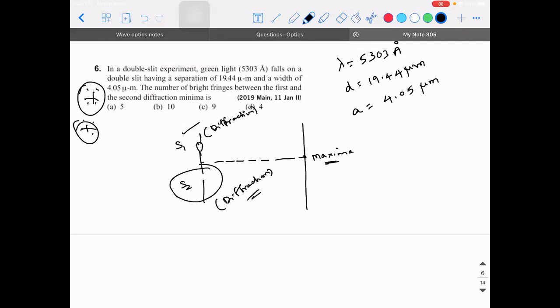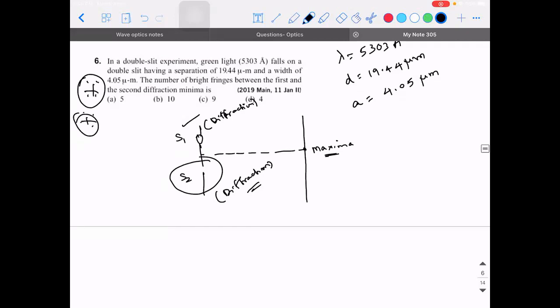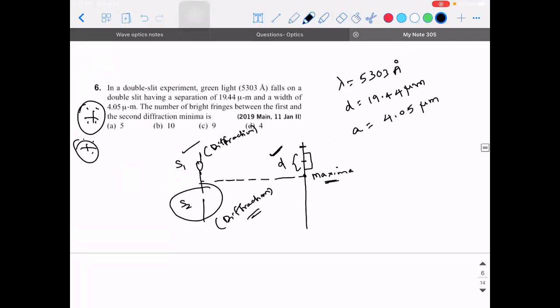Now try to observe the number of bright fringes between the first and the second diffraction minimum. So you have the maxima. Let's say this is the distance they are trying to ask. How will you relate this distance to the given data? Lambda is given, d is given, a is given. Correct? So what is the formula or mathematical expression that we can think of that relates lambda, d and a?